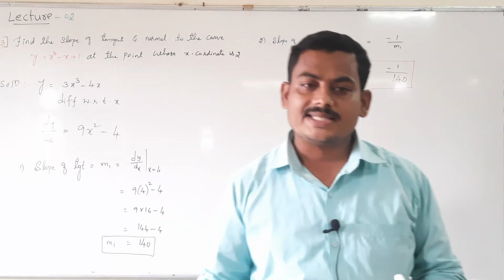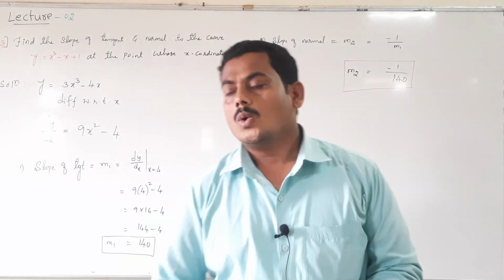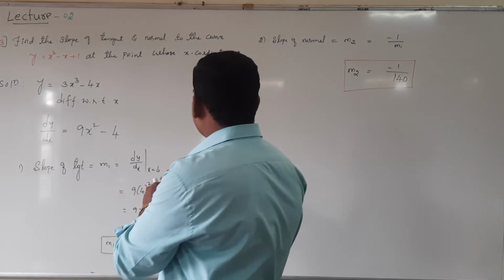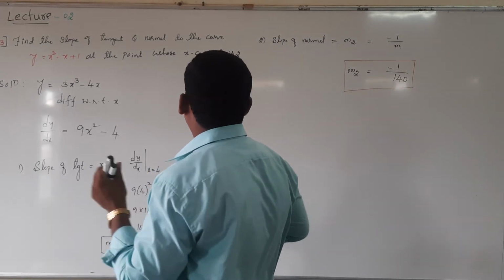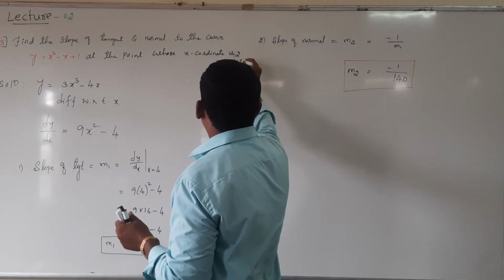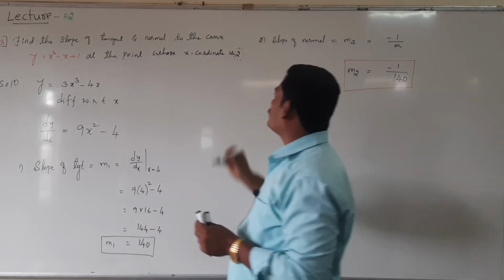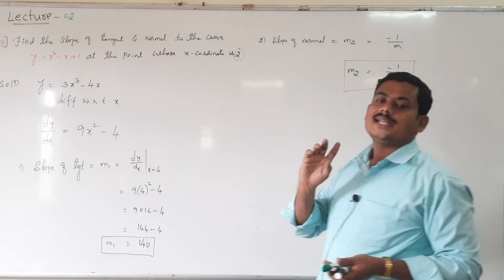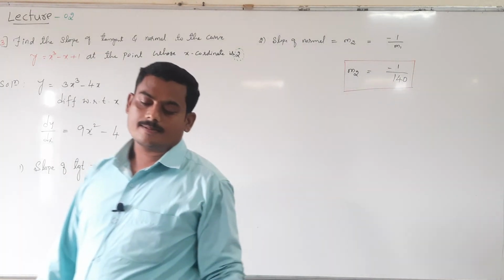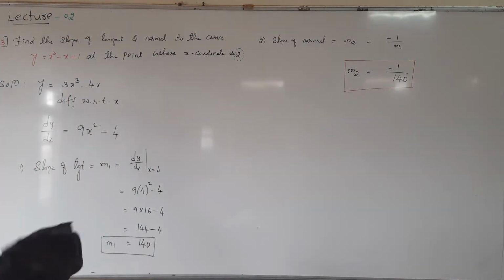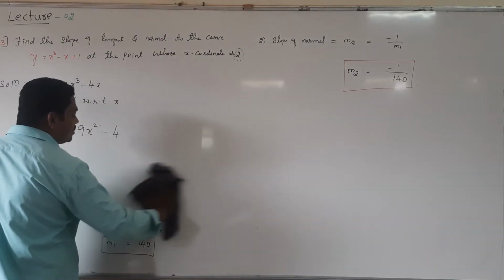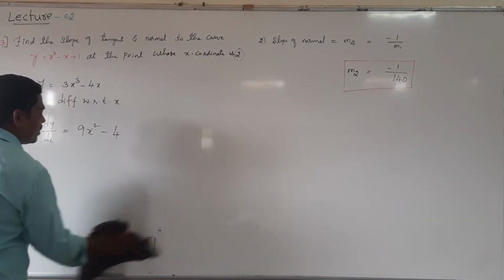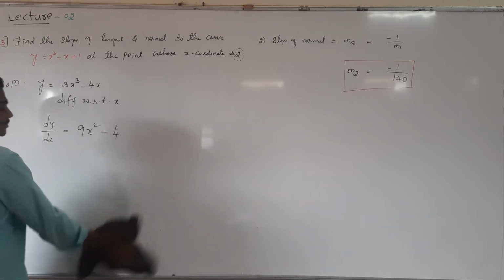Means indirectly x equal to 2 only. Whose x coordinate is 2 means at x equal to 2 only, right? First differentiate with respect to x. After differentiating, write the slope of the tangent and slope of the normal, right?